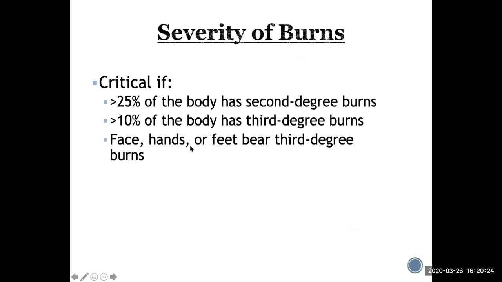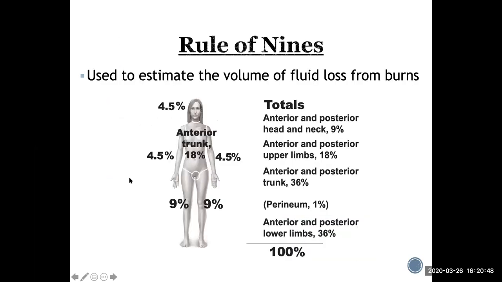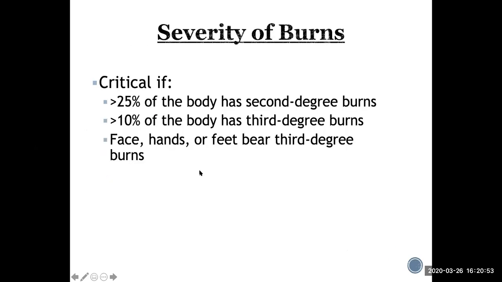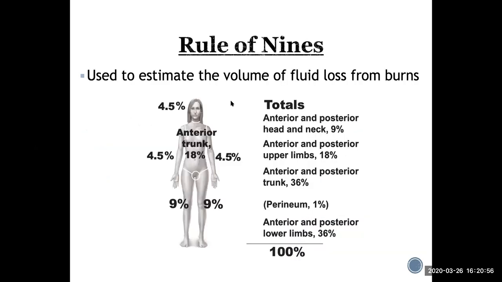Okay, so burns are considered critical if more than 25% of the body area, as per your rule of 9, your body surface, has 2nd degree burns, or if more than 10% of the body has 3rd degree burns. If face, hands, or feet have 3rd degree burns, it's automatically critical, right? So that's only 25% with a 2nd degree burn.